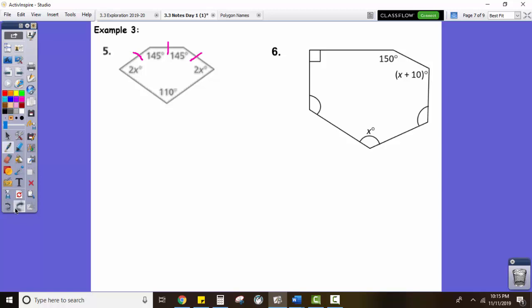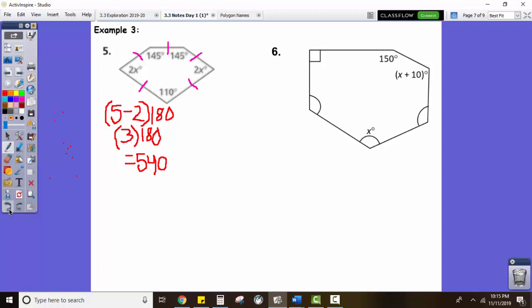So you're going to count the sides. I've got 1, 2, 3, 4, 5. Okay, 5 sides. Take away 2. Multiply by 180. Take away 2 is 3. And 3 times 180 is 540 degrees.